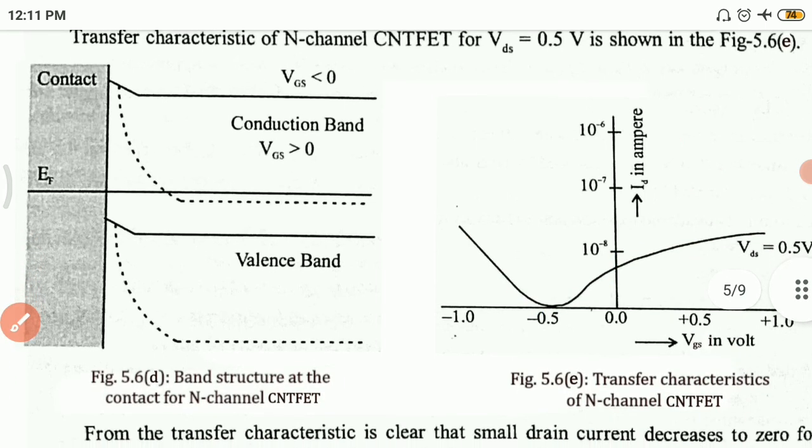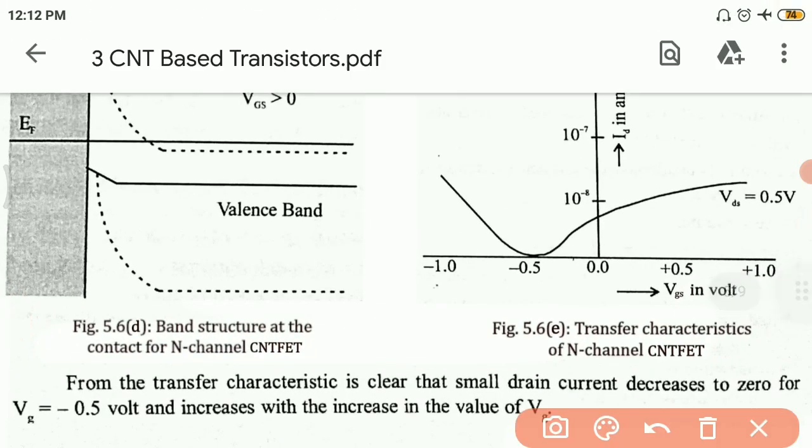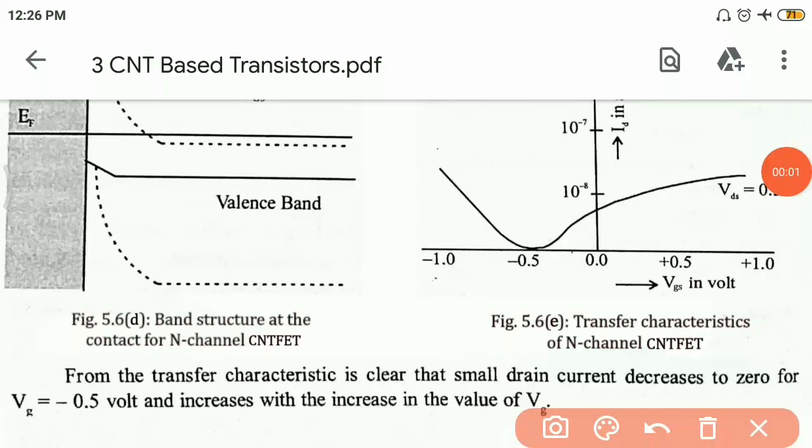So here from the curve or from the transfer characteristics, it is clear that the small drain current will decrease to zero value when VGS is equal to minus 0.5 volt, and beyond that it will again increase with the increase of VGS on either side.